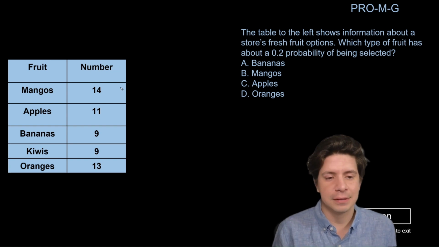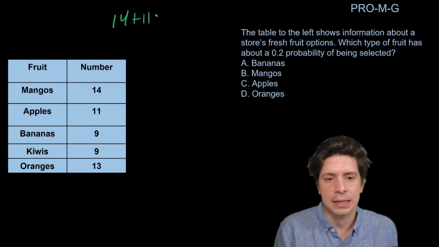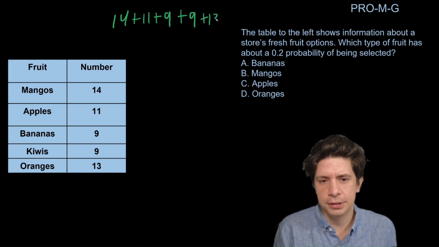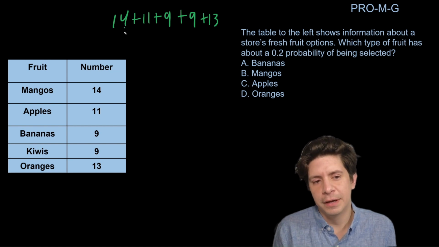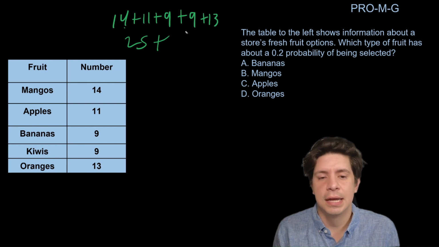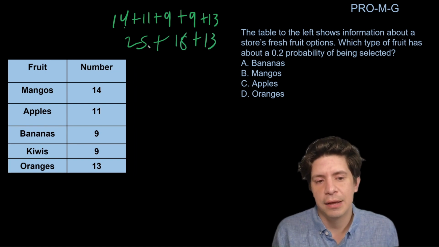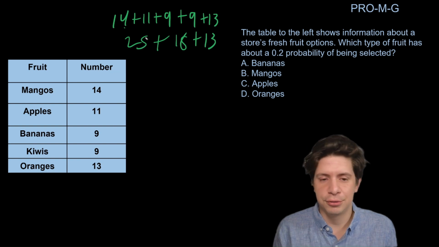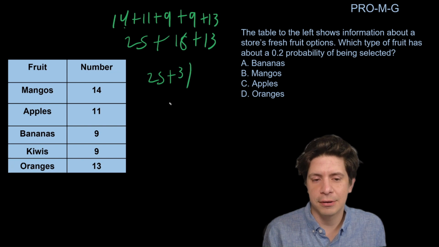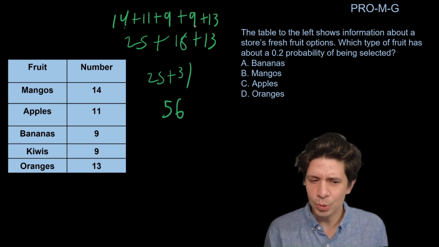Okay, so here they don't give us the total, but we can just do that ourselves. That's not too complicated. We'll do 14 plus 11 plus 9 plus 9 plus 13. That'll be 25. And you can just put this into the calculator. Plus 9 is 18, plus 13. And when I say calculator, I mean Desmos. So now we'll do 25 plus 18 plus 13. That's going to be 25 plus 31. Again, you can do this on the calculator, but I'm just doing it here for fun. 56. So we have 56 total.